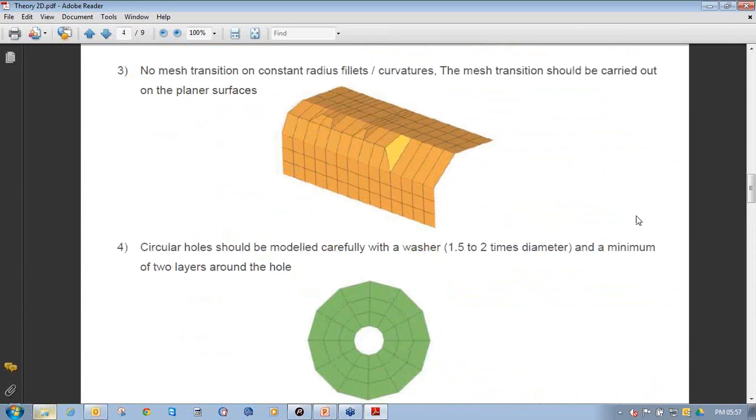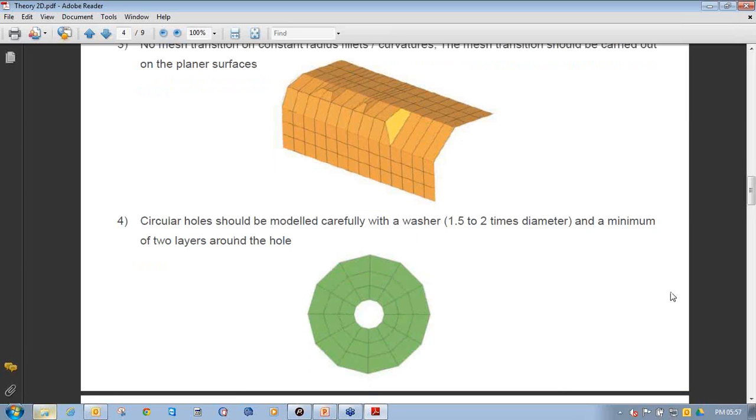Now the third is no mesh transition on constant radius fillets or curvatures. The mesh transition should be carried out on planar surfaces because maximum failure location is found at the fillet regions or curved regions. So we should not have any mesh transition in that region because the interpolation function may change due to the mesh transition. So we should go for a smoother mesh on the fillet transitions to simulate the results more appropriately.